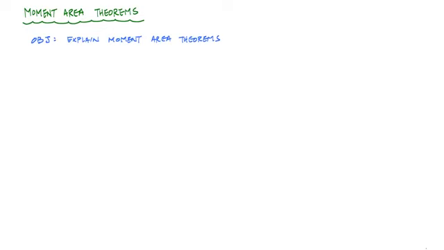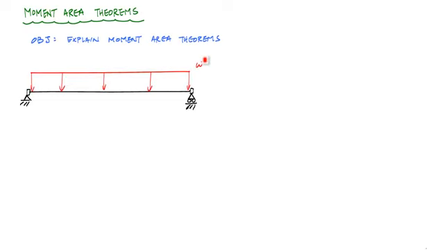Let's start by taking into consideration a simply supported beam with a uniformly distributed load. And let me also establish a coordinate system for this so that x is going to the right along the length of the beam. And my deflection is considered positive upward. So I have my origin at the left support.